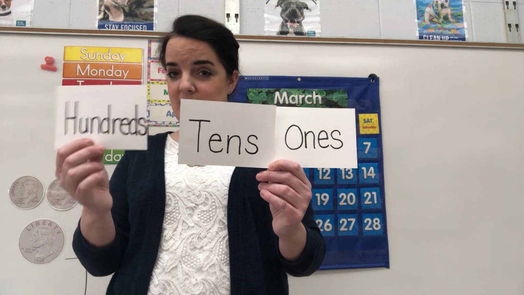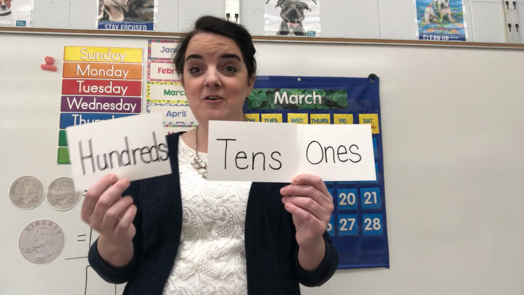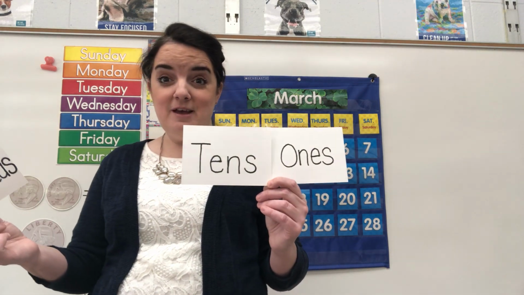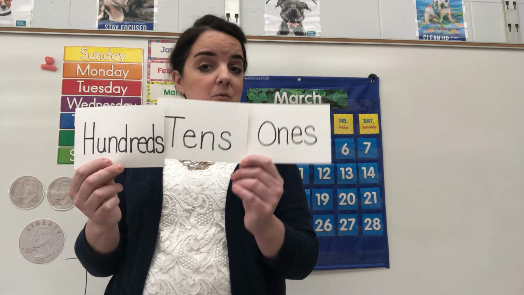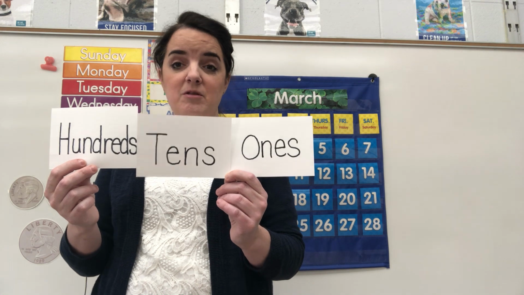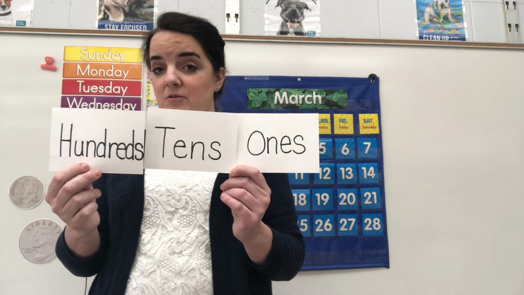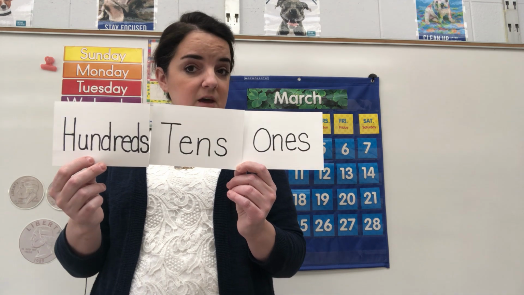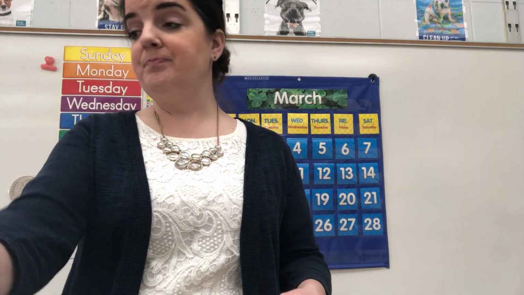Now after the hundreds place, it goes to the thousands place, and then it goes to the 10,000s place, which you don't need to worry about right now. Right now we're just focusing on the ones place, the tens place, and then the hundreds place. Say it with me. Ones place, tens place, hundreds place. Don't forget that. That's place value.